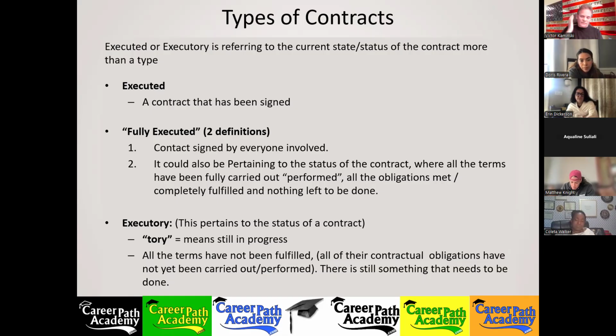Although I've never heard anybody use the term executory in the business. Maybe two attorneys in a room together who want to impress each other with the vocabulary they remember from college might say that, but I never heard anybody actually use that term. However, executed and fully executed, you're going to hear those terms all the time. And it usually does not deal with the status of the contract. Usually it has to do with the signing of it. Okay.